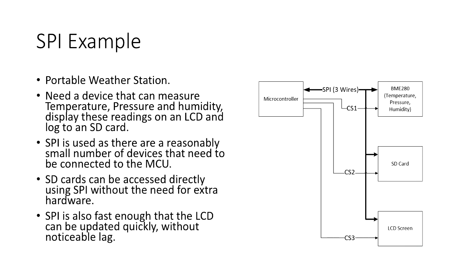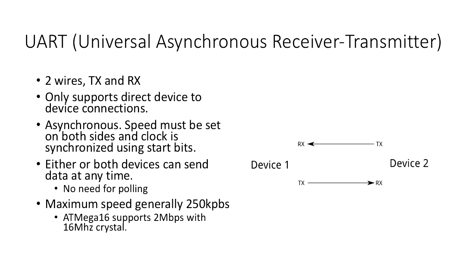Before going to I2C, maybe we should cover UART, the universal asynchronous receiver transmitter. So 2 wires, very simple, TX and RX. It only supports direct device-to-device connections. So this is device 1, device 2, with RX and TX. RX means receiver, TX means transmitting.